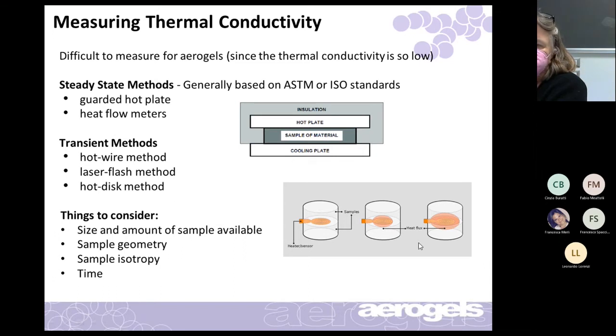The thing to consider when you are choosing a method is what size sample do you need? How much of your sample do you need? What geometry do you need? Is it an isotropic material? And then how much time do you have for an experiment? The steady state method is very accurate if you can do it.